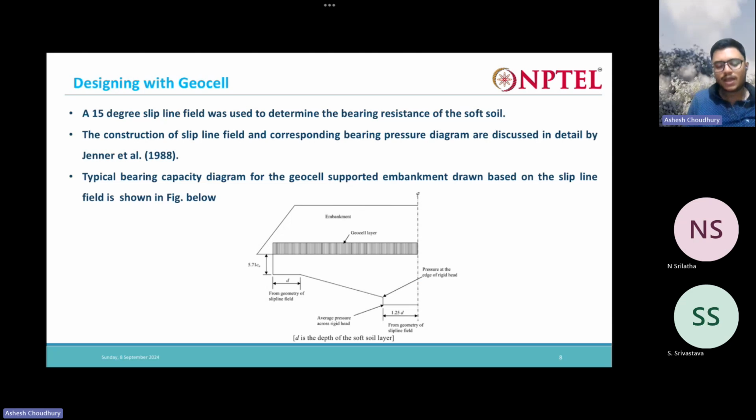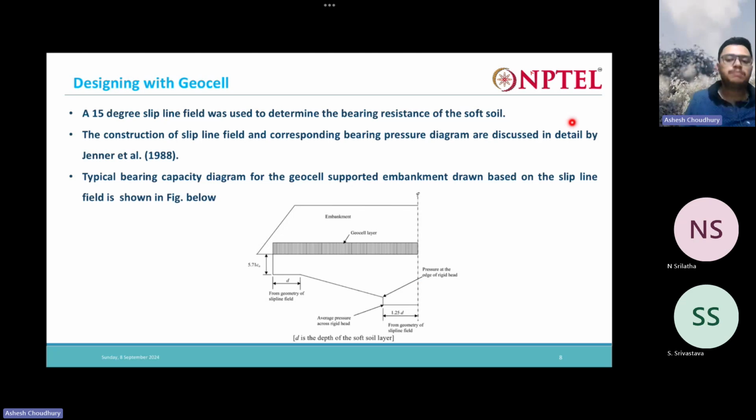The construction of the slip line field and the corresponding bearing pressure diagram are discussed in detail by Jenner et al., 1998. So I recommend that you please go through this paper once. Obviously they haven't discussed the slip line method in detail, but for studying the slip line method, you can go through some advanced soil mechanics or advanced computational geomechanics books. Slip line method is nothing but a numerical technique. There you will get what the slip line method is and how it is applied to this case.